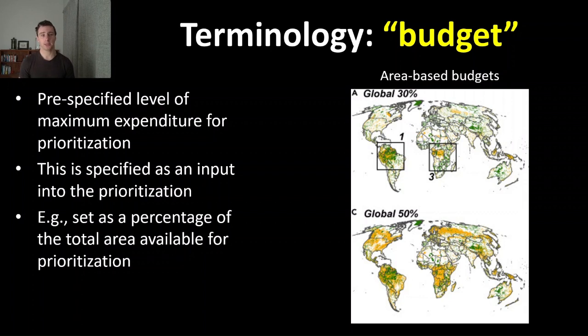So for example, you might specify a budget of 30%, meaning that the total priority areas in the prioritization cannot encompass more than 30% of the total area considered. This can be useful if you're trying to identify priority areas in line with national area-based targets, such as 30 by 30 or 50 by 50, or if you've got a specific budget in mind based on particular policies.